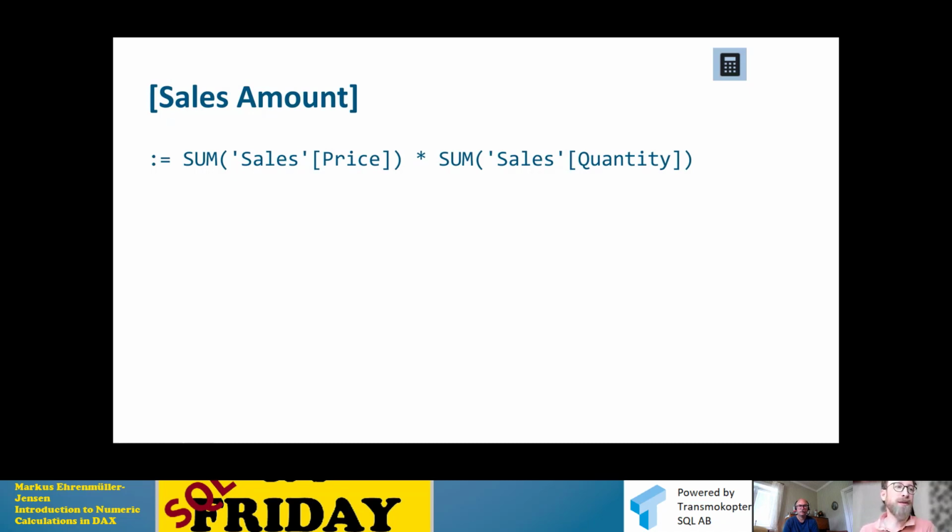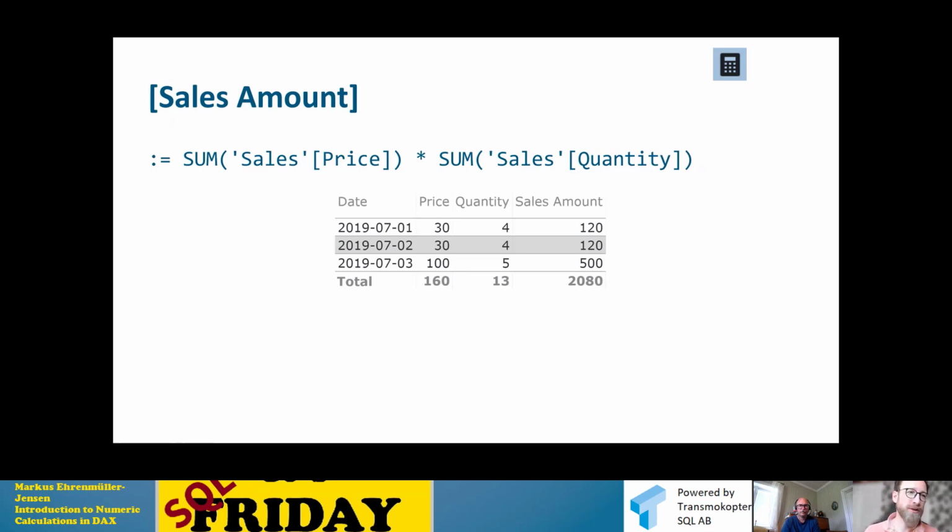For the sales amount, we remember the sales amount is calculated as the price times the quantity. So we do the same thing here. 30 times 4 is 120, the same is here. The second line, 100 times 5 is 500, and then we have 2080 in the sales amount at the total. Why the heck is this? We only sold 120 twice and then 500. This is never going to end up in 2000, because we have a measure, and the measure is told, please take the sum of the price, which is 160, and multiply by the sum of the quantity, which is 13, and this ends up with 2080.